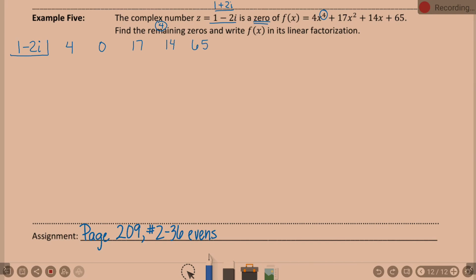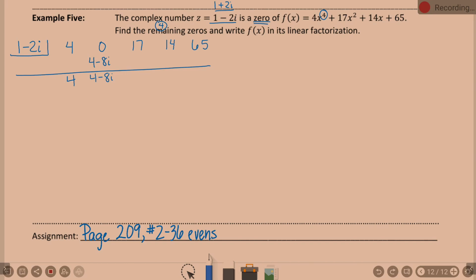Okay, drop the 4. Multiply. Don't make this harder than what it is. 4 times 1 minus 2i is 4 minus 8i, because you're just distributing, right? Then we're going to add. What do you get when you add 0? 4 minus 8i. Okay, prepare for fun. Now what?